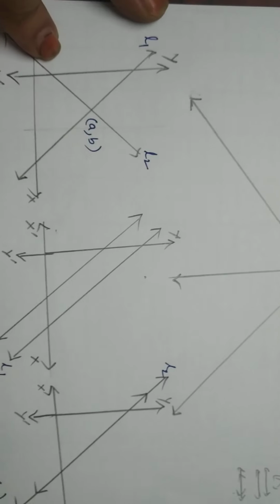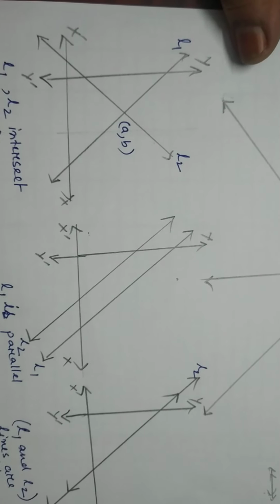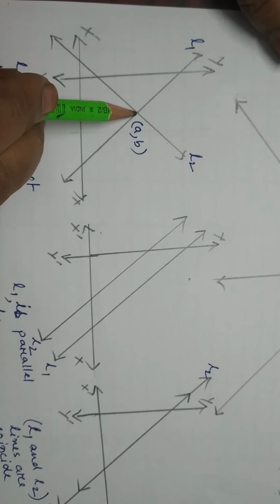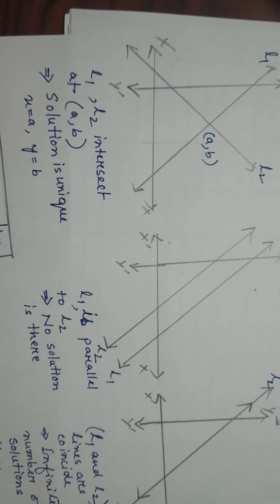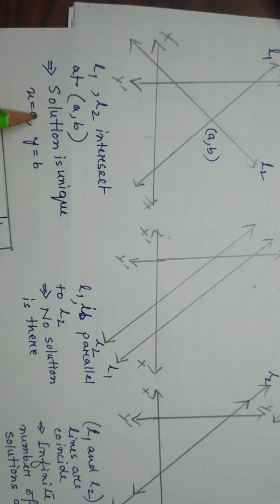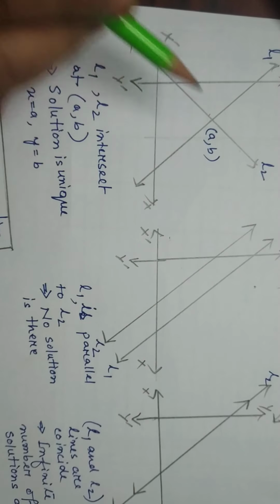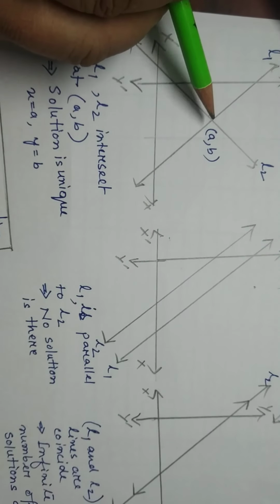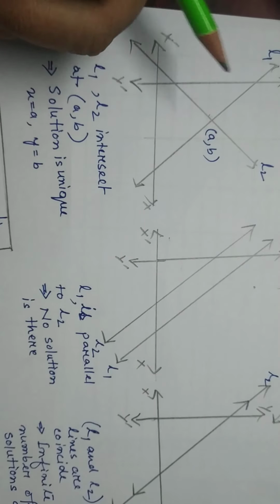Now, if the lines are intersecting, then they intersect at a point. That means if lines L1 and L2 intersect at a point, then what happens? If this intersecting point has coordinates (A, B), then the solution is unique. Why unique? Because there is only one solution, where x is equal to A and y is equal to B.